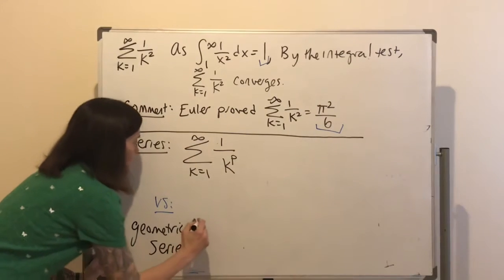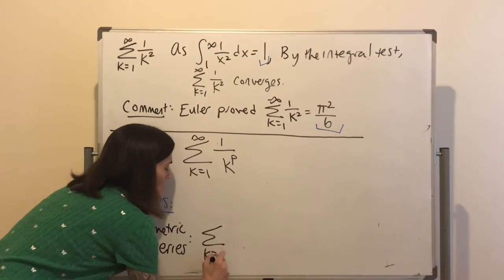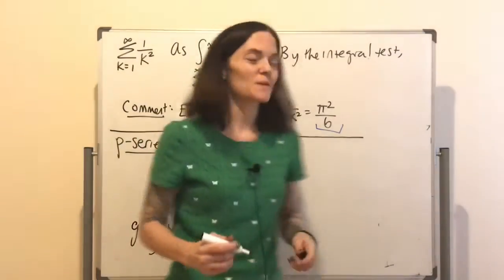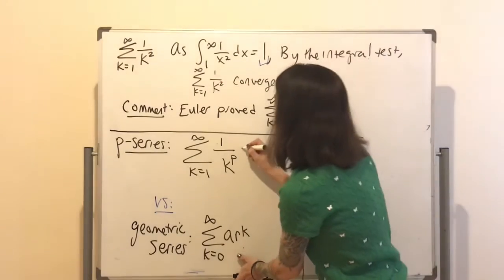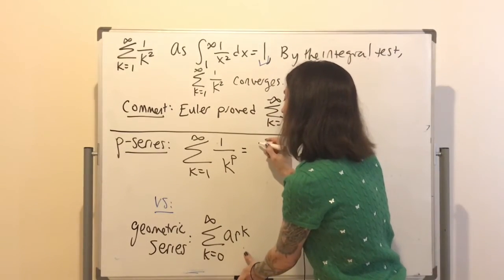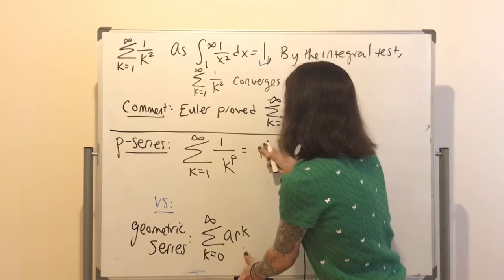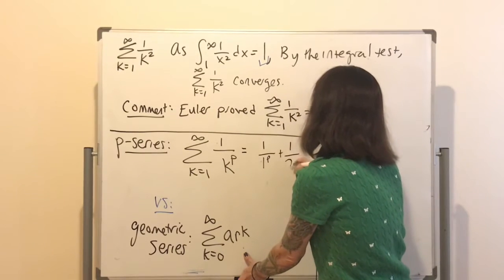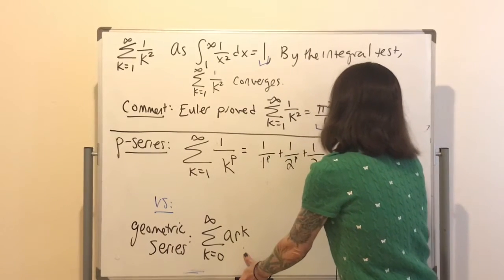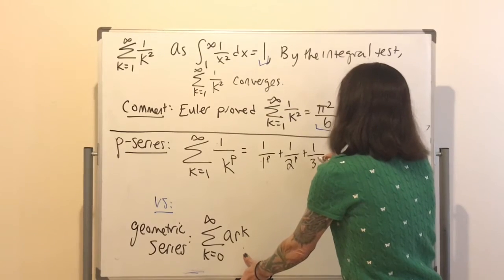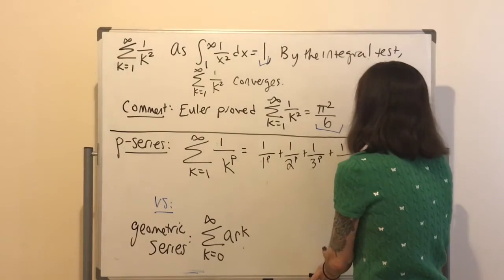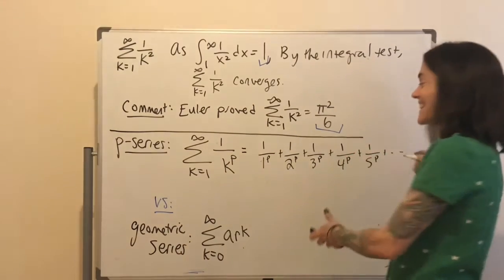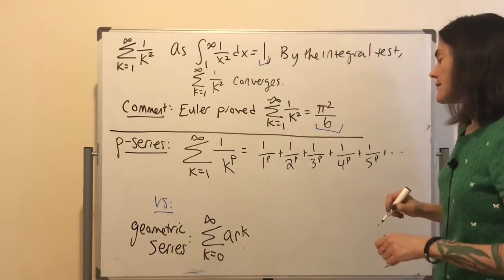Both of these, you don't have to start with this indexing, but it looks like this. Okay, so let's write out some terms here. 1 over 1 to the p, plus 1 over 2 to the p, plus 1 over 3 to the p, plus 1 over 4 to the p, plus 1 over 5 to the p, like this, where p is some number.